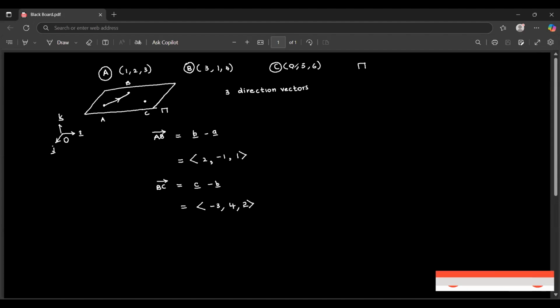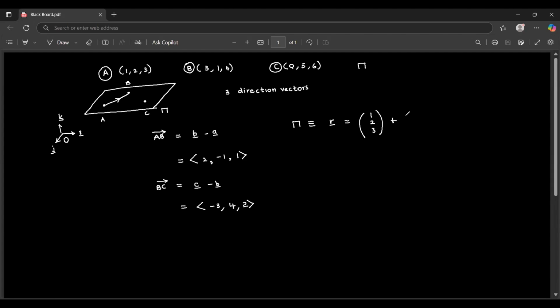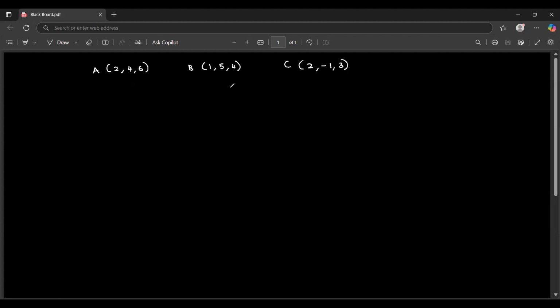We can use any one of the position vectors OA, OB, or OC, and come up with the vector equation. So pi can be given as r equals (1, 2, 3) plus lambda into (2, minus 1, 1) plus mu into (minus 3, 4, 2). So this is the vector equation for the given plane pi. This is how you have to do it. Now it's your turn. Try it by yourself.